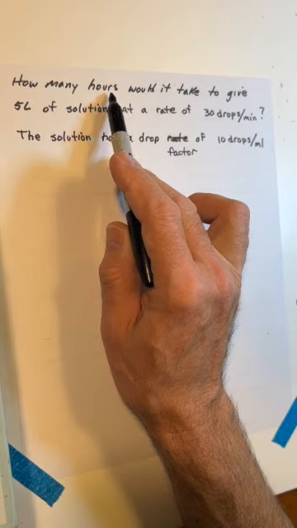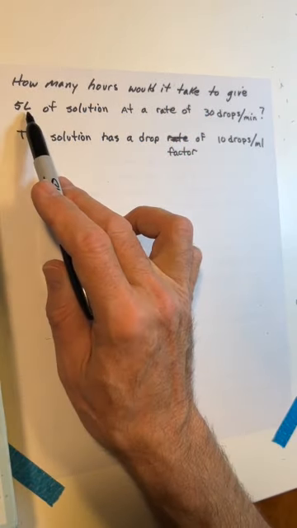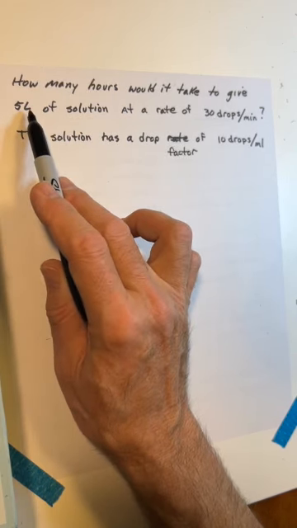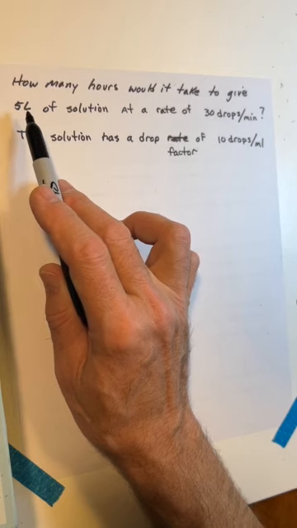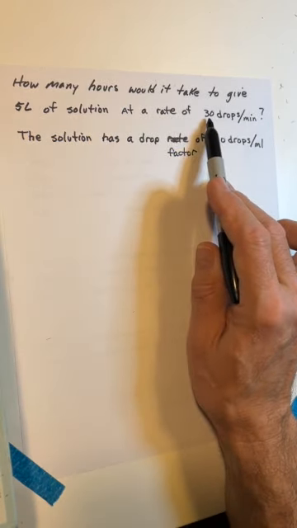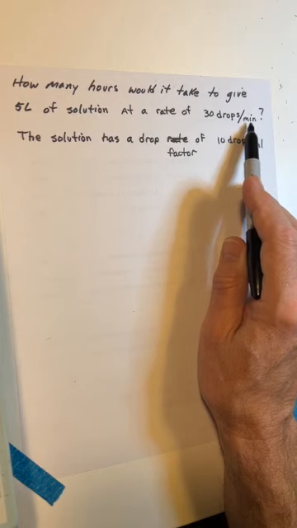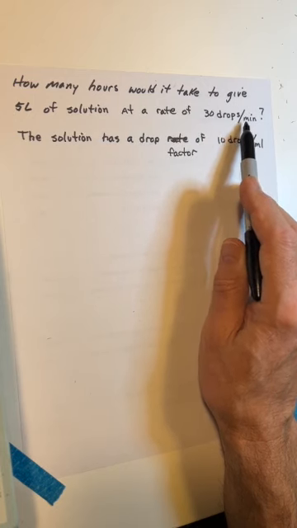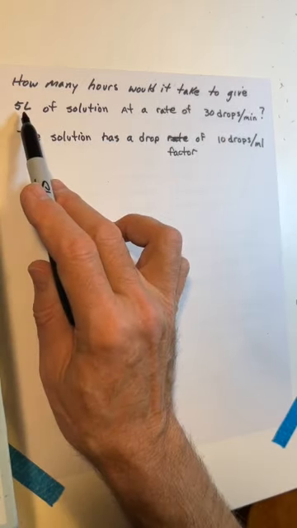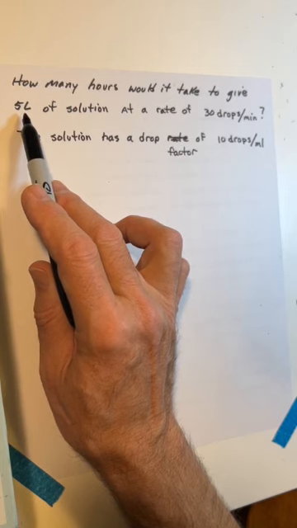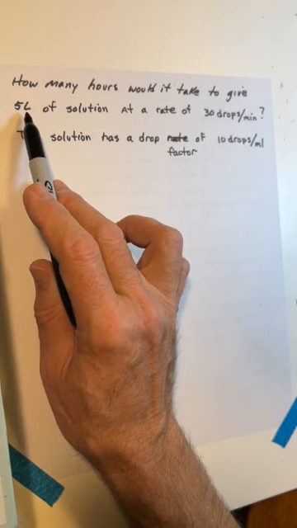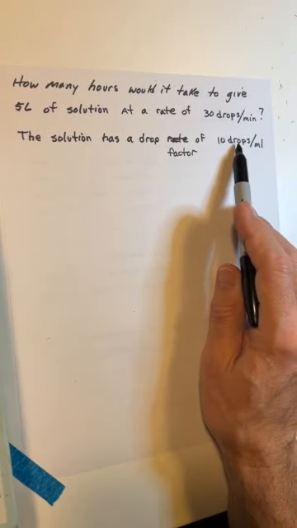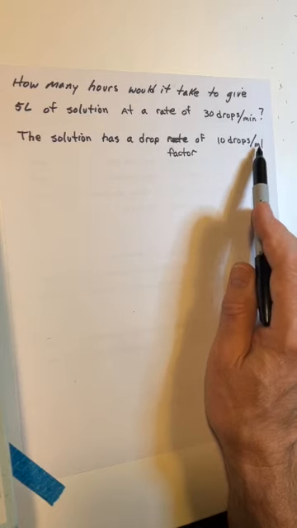How many hours would it take to give 5 liters of solution? So you're giving an IV of 5 liters. That's a lot, like 5 Coke bottles of solution, at a rate of 30 drops in 1 minute. If you think about it, you're only giving 30 drops every single minute, and you're going to give an IV with 5 liters, that's 5 Coke bottles. That's going to take a lot of time. The solution has a drop factor of 10 drops of medicine in 1 milliliter.